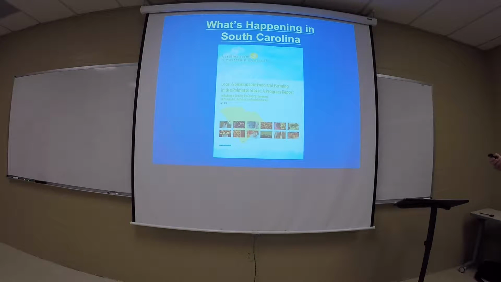But this is a report that was developed by the Carolina Farm Stewardship Association a few years ago, 2013. A report on local and sustainable food and farming in South Carolina. If you want an overview of what's going on in South Carolina, you can download this off their website. It's a few years old, and I think there are a lot of new things happening in just the last couple years, but it'll give you an idea.